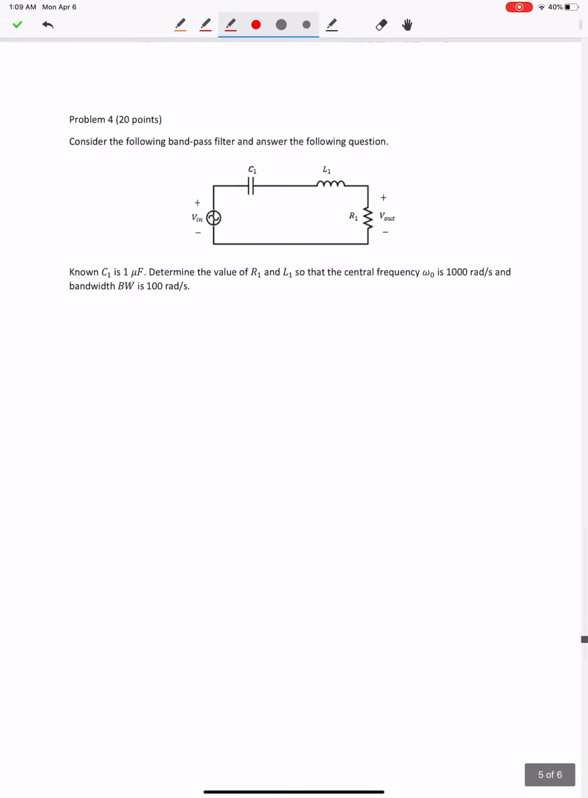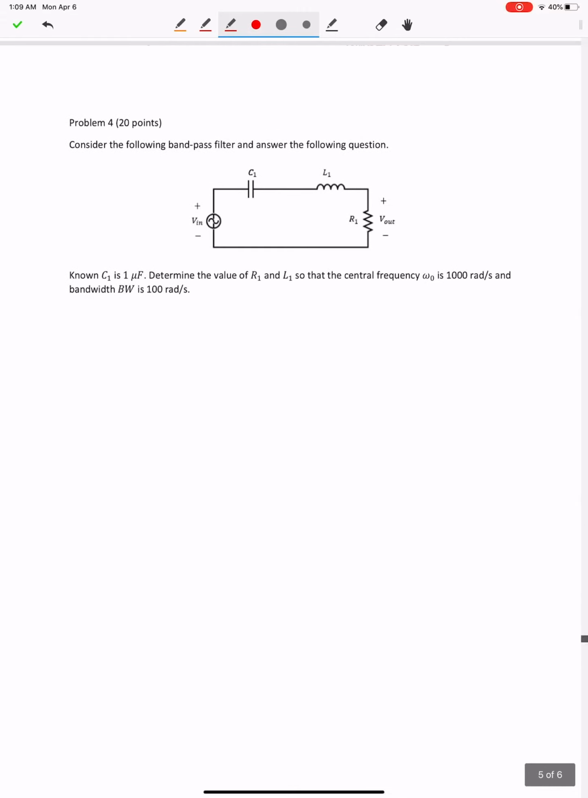For problem number 4, consider the following bandpass filter and answer the following questions. For this one, you need to look at the formula to calculate the central frequency and the formula to calculate the bandwidth, right? These two pieces of information can be found in my lecture. Let me give you the specific date, so you don't need to look it up.